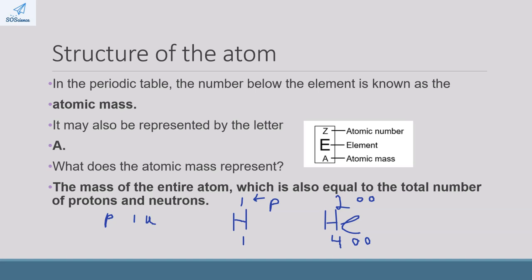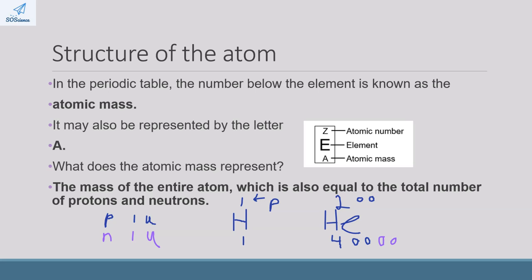Now, what makes up the rest of the 4? We learned that electrons are negligible in their mass, but that neutrons have a mass of 1 unit. So if the total mass of a helium atom is 4, and 2 of the 4 are made up of protons, then the balance has to be made up of neutrons. And so that tells us that a helium atom is made up of 2 protons and 2 neutrons.